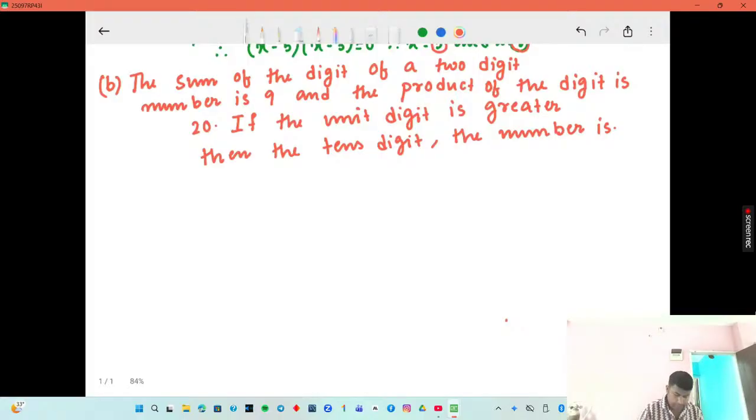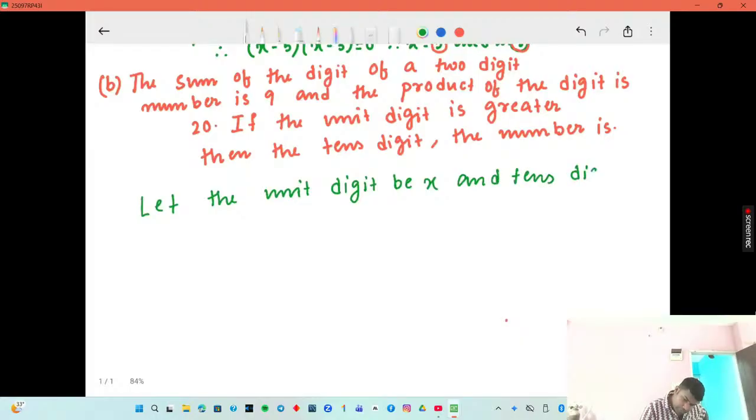So now here we can take, let the unit digit be x and tens digit be y, such that x is greater than y.